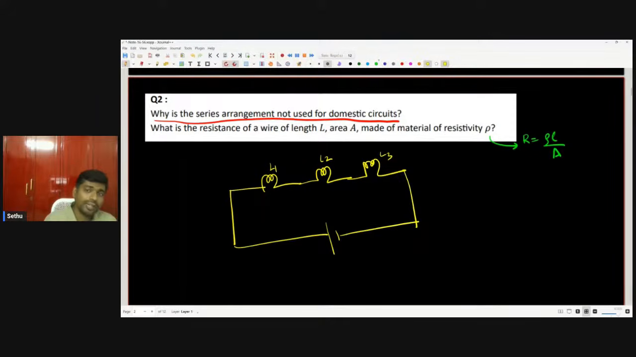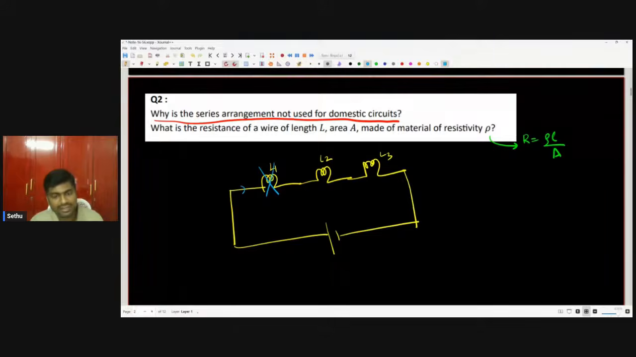Now, there are multiple issues with connecting them in series. First issue, if one light goes bad, that means all the lights will also not glow, because if this light goes bad, this part of the circuit becomes like an open circuit. So current does not flow to the other lights L2 and L3. This is number one. Number two, in your residence, for example, we will not have only three lights. We'll have multiple lights, fans, air conditioners.